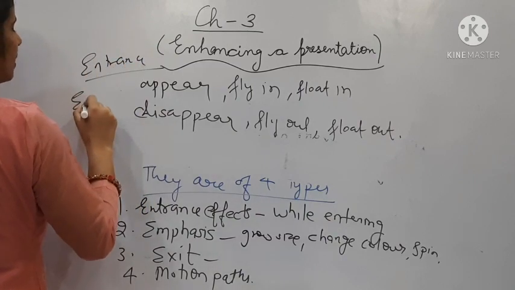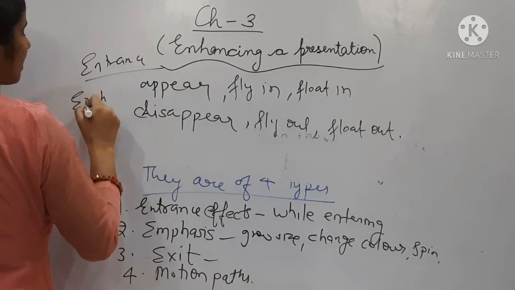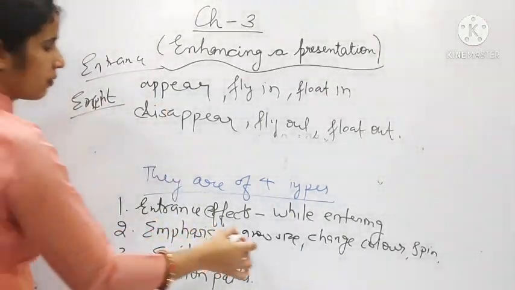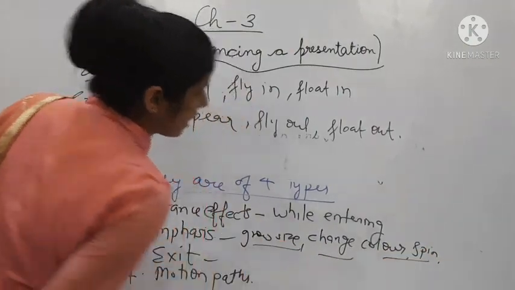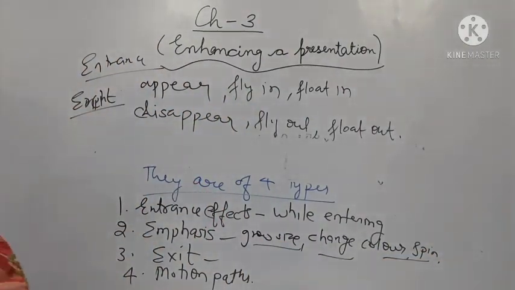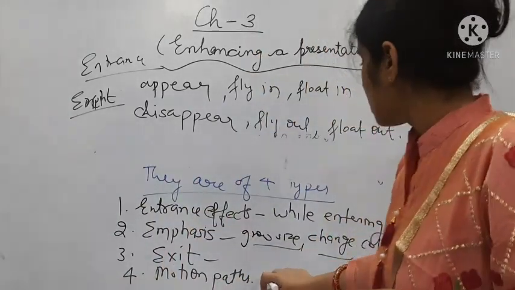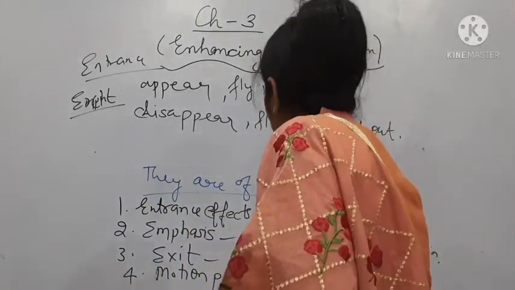and they are known as emphasis effect. Sorry, exit effects. Not emphasis, exit. In the emphasis we can do three things. We can change the color, we can change the size, and we can spin the object. The last one is known as exit, meaning leaving.